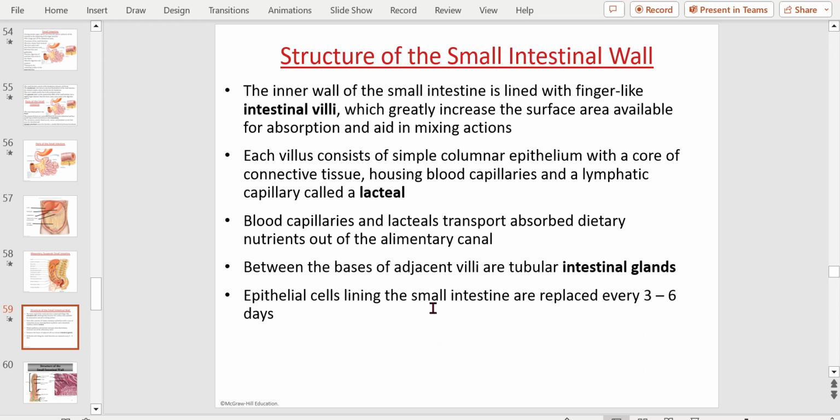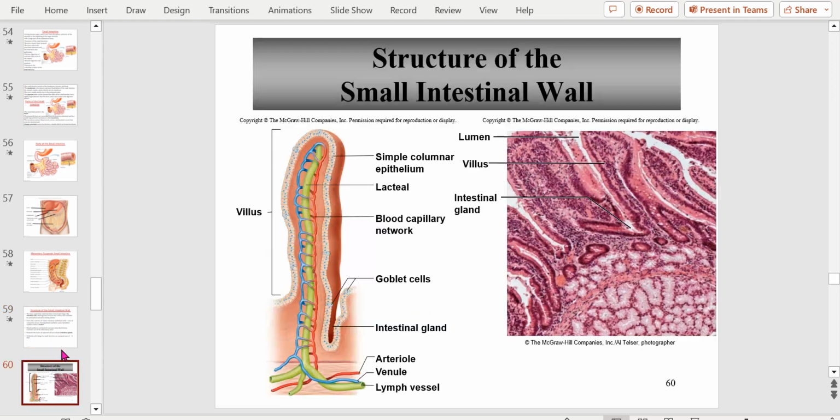Blood capillaries and lacteals transport absorbed dietary nutrients out of the alimentary canal. Between the base of the adjacent villi are tubular intestinal glands. Epithelial cells lining the small intestines are replaced about every 3 to 6 days, and we've seen this before. This is what the inside of the small intestine looks like, and it has these villi. Cardiovascular system, as well as, you got it. There is the lacteal in all of its beauty, cardiovascular and your lymph, all right?